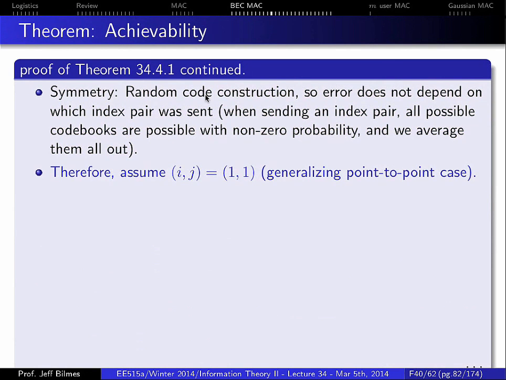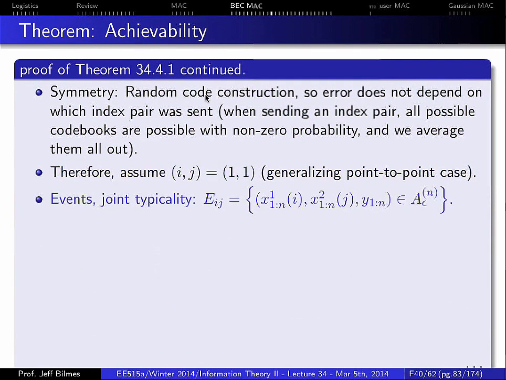So we're going to assume that ij is equal to 1, 1. And then we have these possible events. So Eij is just an indicator of an event that happened. Eij says that we received y, and it's the event that the code word for i and the code word for j and the received sequence y are jointly typical, under the case that we were sent index ij equal to 1, 1.